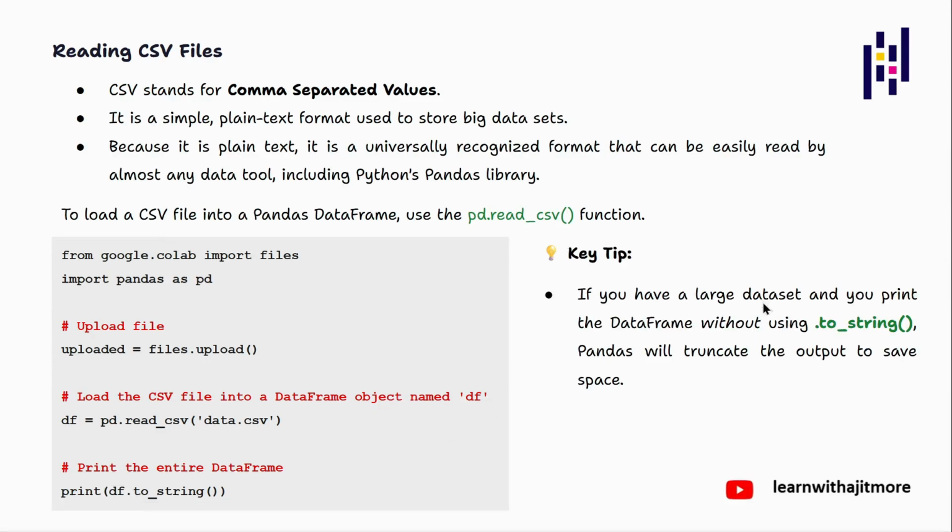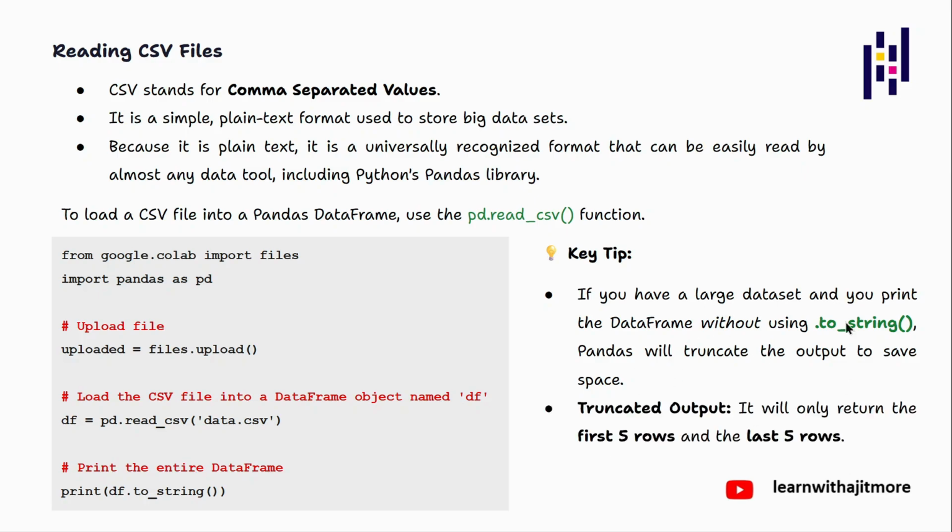See here. If you have a large data set and you print the data frame without calling to_string, Pandas will truncate the output to save space, because output space also takes much time. And for rendering also, more time is needed. Rendering means showing it, printing. So rendering takes more time and the output takes more space. Therefore, the data gets truncated to the first 5 rows and last 5 rows.